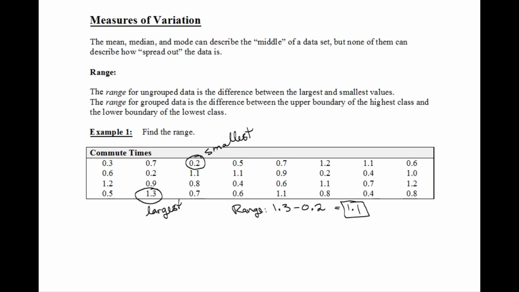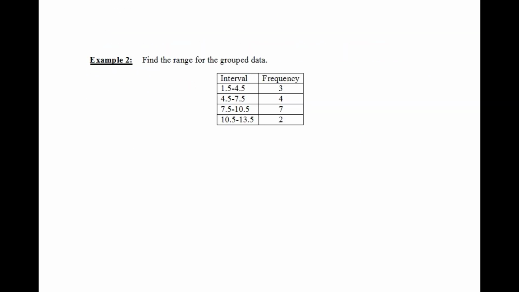Now, when we have grouped data, we need to look at the smallest and largest possible data values. We do not know exactly where our data values are. We just know that they fall within certain intervals. But if I look at the smallest possible value, that would be 1.5, which is the lower boundary of the smallest class interval. The largest would be the upper boundary of the largest class interval. So my range will be the difference between these two: 13.5 minus 1.5, which is 12.